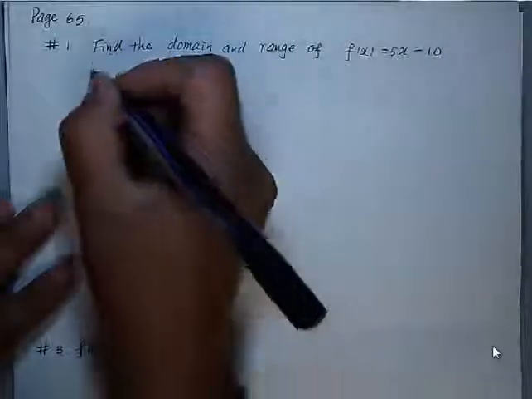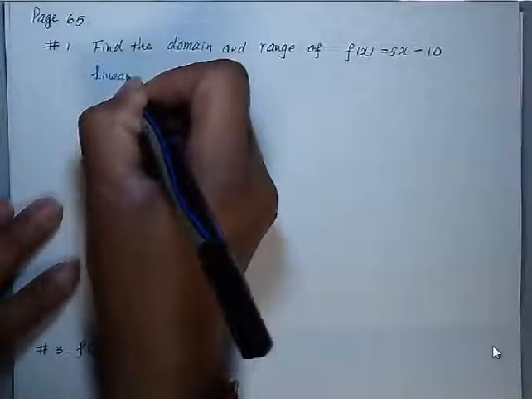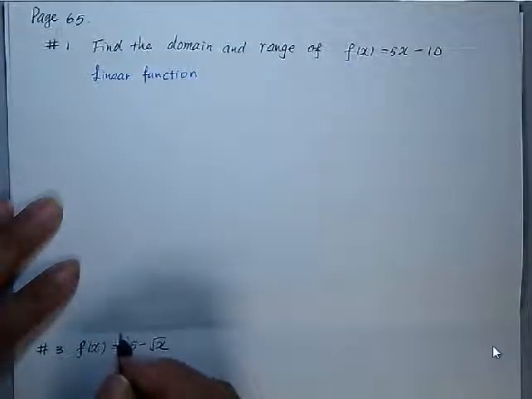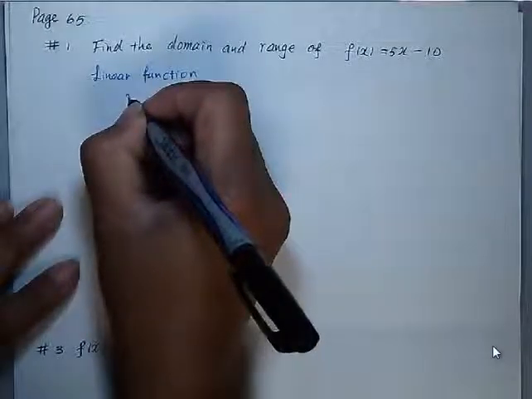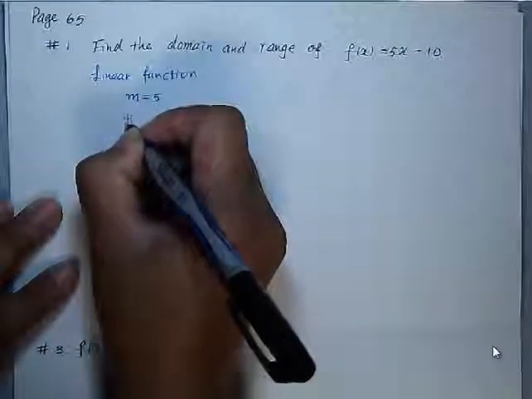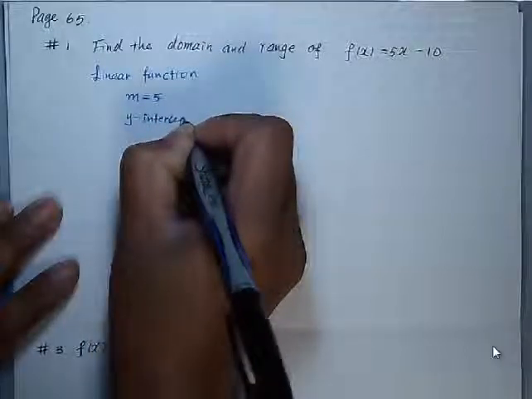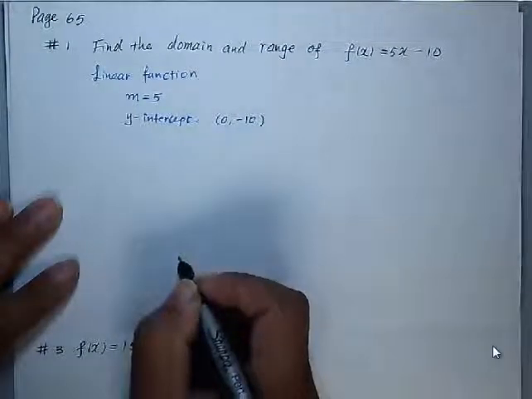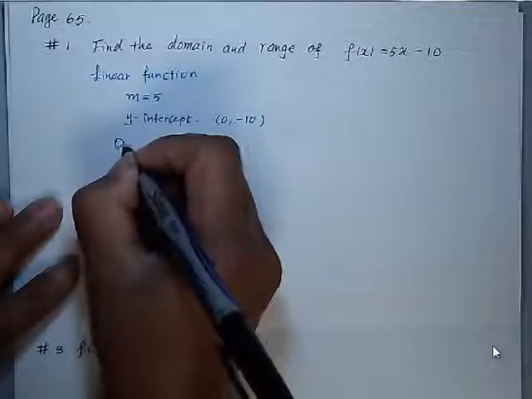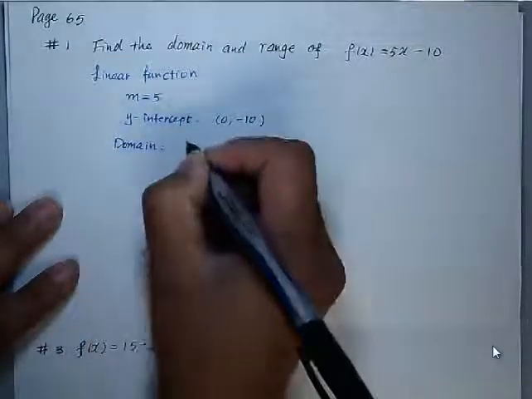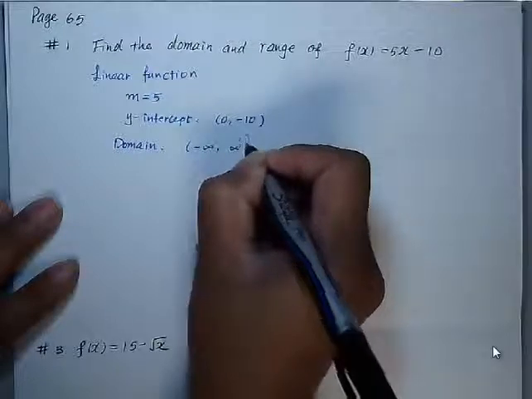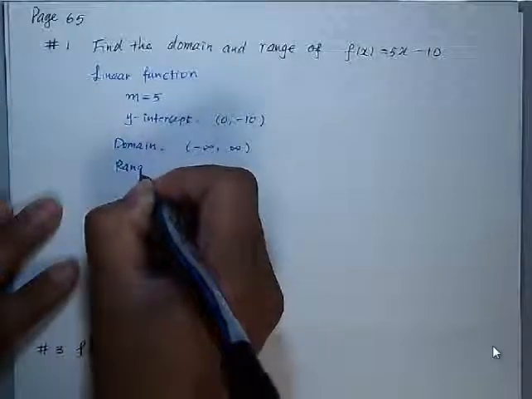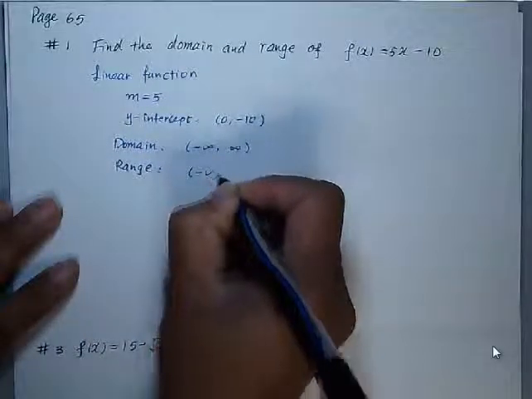Well, this is a linear function. For the linear function, you can see the slope is equal to 5, and the y-intercept is located at (0, -10). So for all linear functions, the domain is all the real numbers from negative infinity to positive infinity. And the range is also all the real numbers.